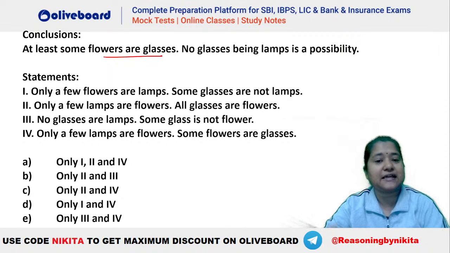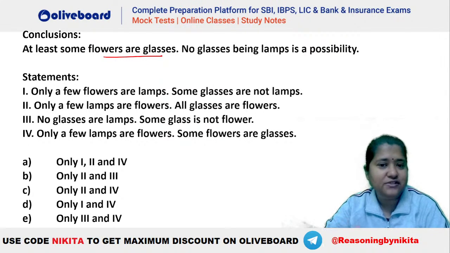Let's say if it is the second conclusion, no glasses being lamps is a possibility. That means try to see if its negative is given, that is its reverse is given, that is all glasses are lamp. If somewhere all glasses are lamp is given, then no glasses being lamp is a possibility will be wrong here, right? That also is not given here.